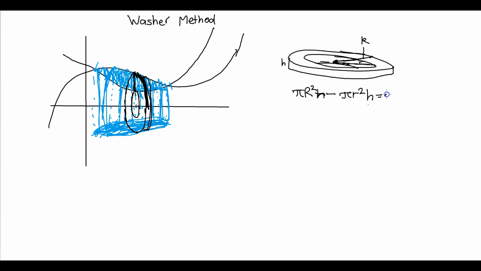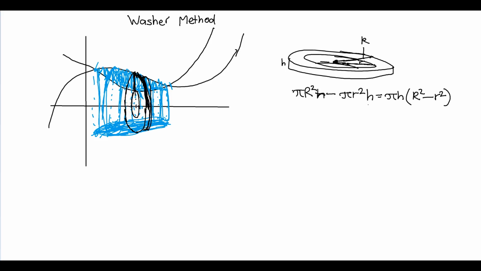Or we can factor out a pi and an h to write pi h times big R squared minus little r squared. Because this tiny hole forms an invisible cylinder that is subtracted from the volume of the much larger cylinder to get the volume of this washer. Okay, so if we translate this to a graph.